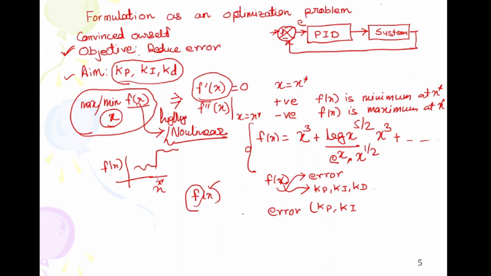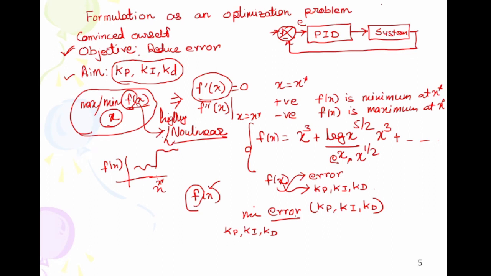So what is your aim? Your aim is to minimize this error. How will you minimize this error? You will minimize this error by finding the proper value of Kp, Ki, Kd. Okay. So what is your objective? Your objective is to reduce the error, and for that reduction in the error, you have an aim to find out the optimal value of Kp, Ki, Kd. So here the parameters, or the tuning parameters, of the optimization problem are Kp, Ki, Kd. Are you able to get it? So this is what you call the objective function.